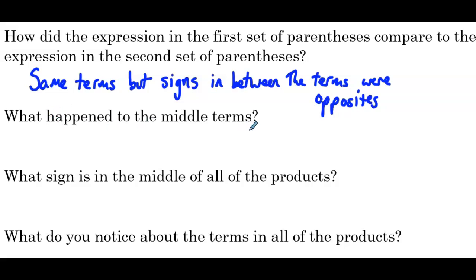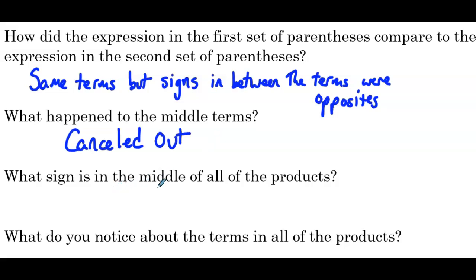What happened to the middle terms? So in each of them, they canceled out. Right, they simplified to be 0. And working in old properties, the middle terms were always additive inverses, right? Plus 6x minus 6x, plus 10x minus 10x. They were always additive inverses to work in that idea from earlier in the year.